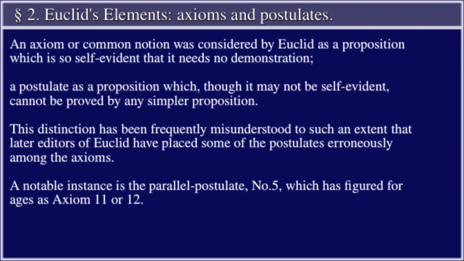needs no demonstration. A postulate is a proposition which, though it may not be self-evident, cannot be proved by any simpler proposition. This distinction was even frequently misunderstood to such an extent that later editors of Euclid have placed some of the postulates erroneously among the axioms. A notable instance is the parallel postulate, number 5, which has figured for ages as axiom 11 or 12.